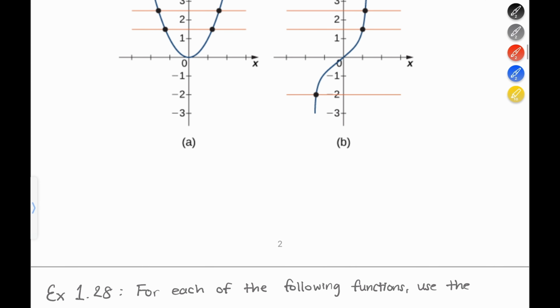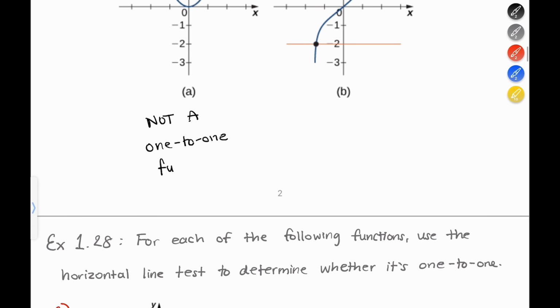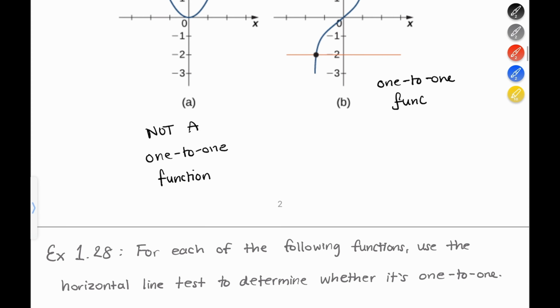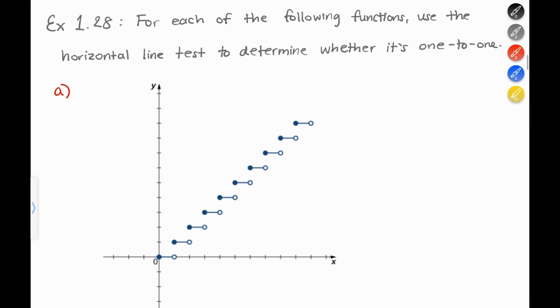So this is not a one-to-one function, and this is a one-to-one function. So now let's take a look at this example problem over here.